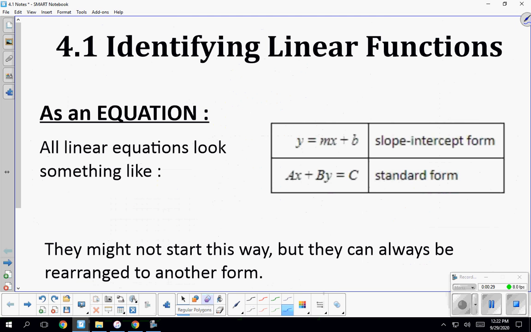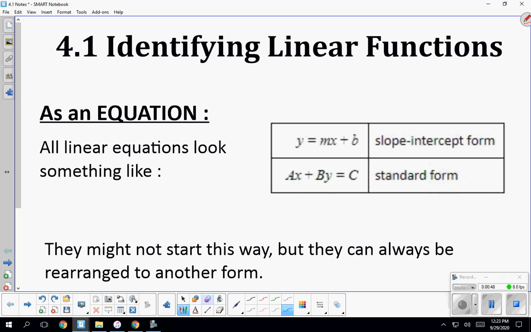So if we see an equation, we should see something like these guys. There are other forms, but the key thing is that x is only to the first power, so we won't see that. It'll just say x. It'll just say y. We don't want to see any variables in the denominator, things like that.